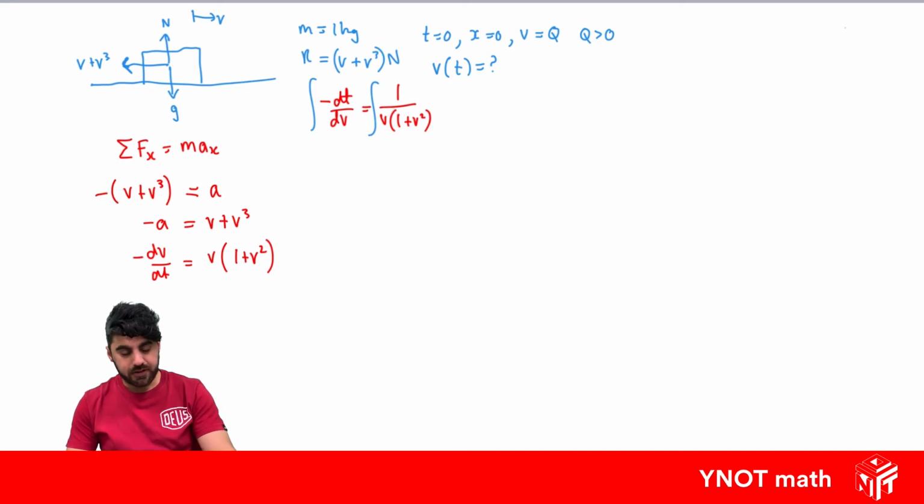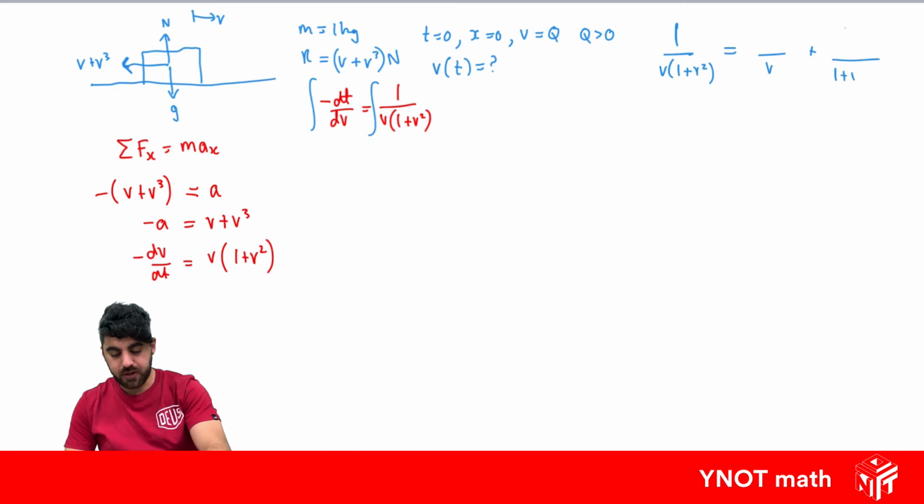And now we can use partial fractions to decompose this fraction. So we're going to get 1 over v(1 plus v squared) equals, we've got our factors of v and 1 plus v squared. On the linear factor, we know we're getting a constant, and on the quadratic factor, we're getting a linear term, so we get bv plus c. Let's go ahead and multiply everything by the denominator on the left-hand side. So we get 1 equals a(1 plus v squared) plus (bv plus c), all multiplied by v.